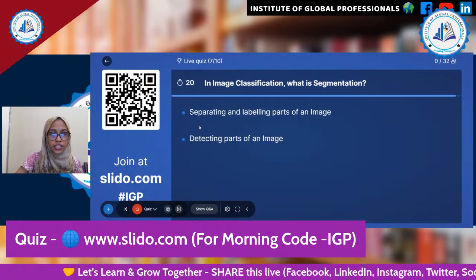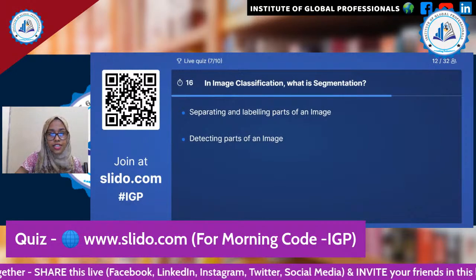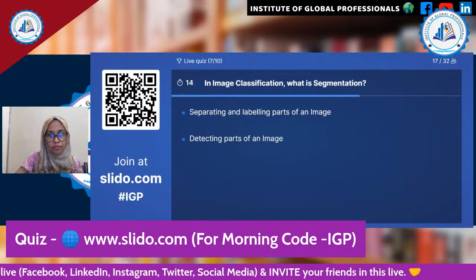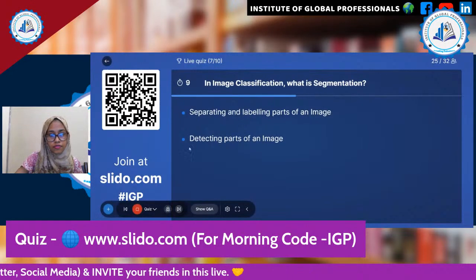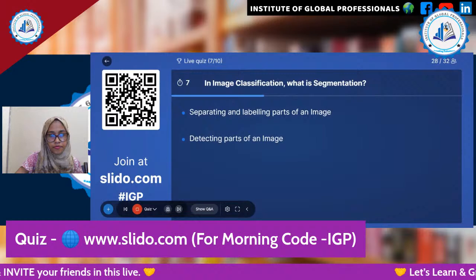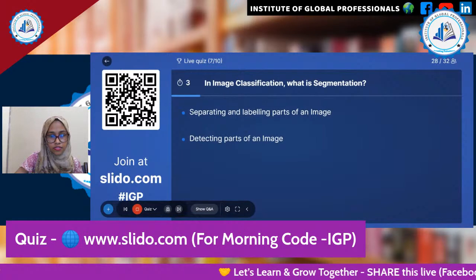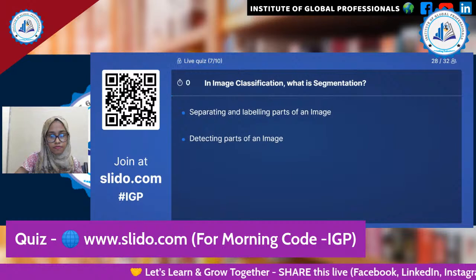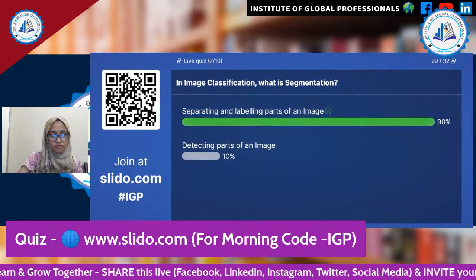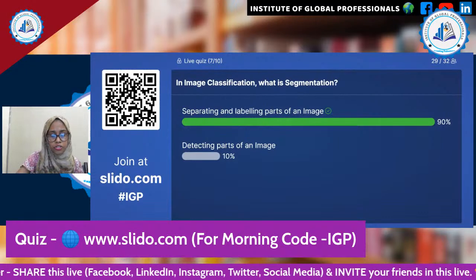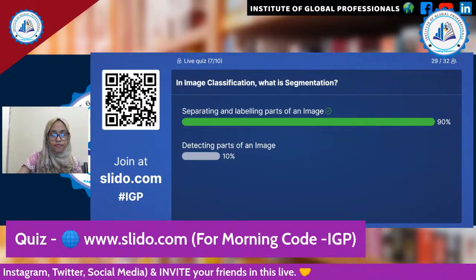Seventh question. In image classification, what is segmentation? First option, separating and labeling parts of an image. Second option, detecting parts of an image. And the correct answer is option 1, separating and labeling parts of an image.